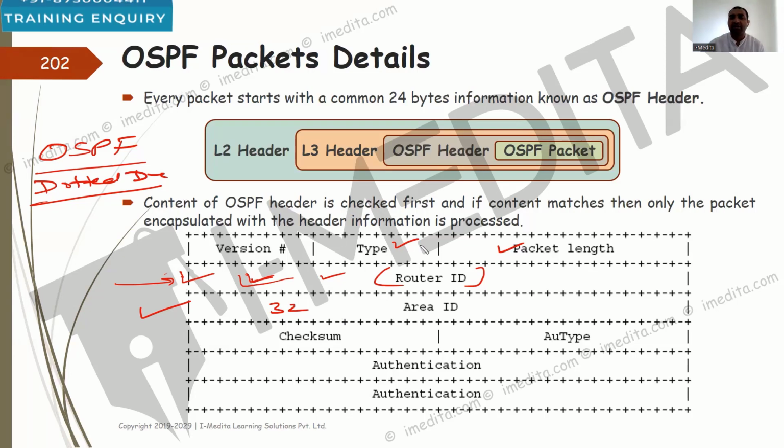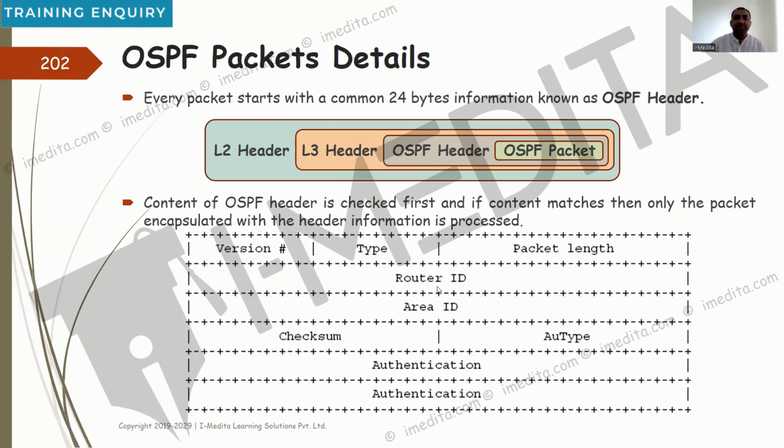Then the checksum is there for security reasons, and then the authentication type and authentication. So the authentication is also part of the OSPF header. Even if you are sending an LSU, link state update, or a link state request to your neighbor, the authentication will be part of that packet. It's not like authentication will be part of only the hello packet. No, because these 24 bytes are common for all OSPF packet types. That's why we call it the OSPF header. It's a fixed 24 bytes of information that it carries.